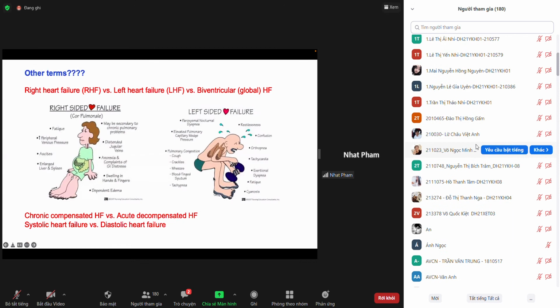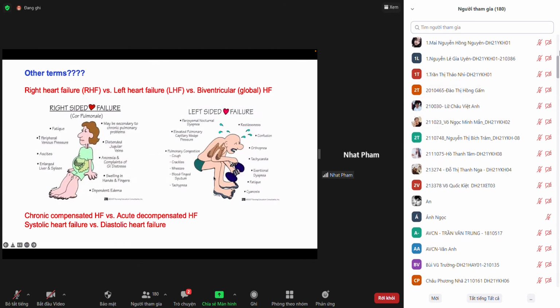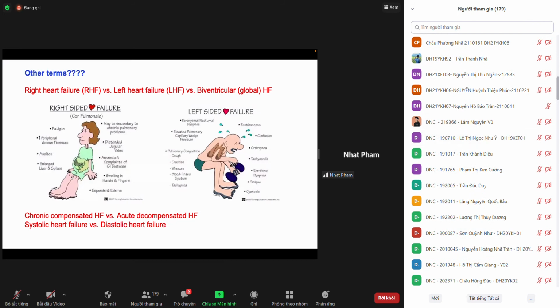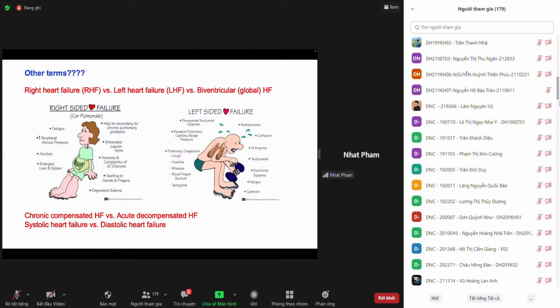Thì tim mình là có tâm. So for the heart we're gonna have like the right heart gonna have the right atrium, right ventricle. For the left heart we're gonna have left atrium and left ventricle. So what happened when you had the right heart failure? What gonna happen when you had a left heart failure, something like that?